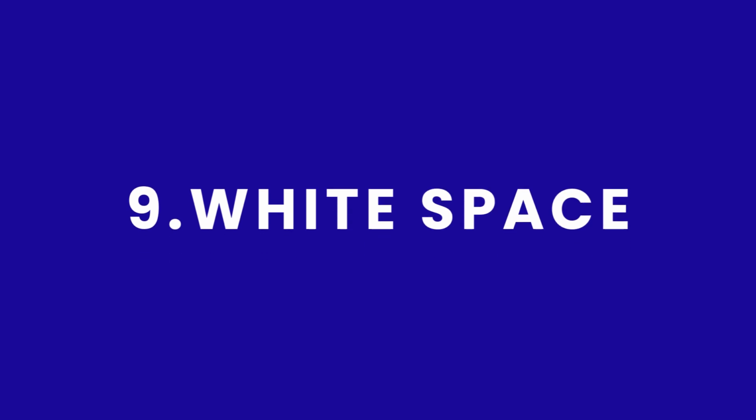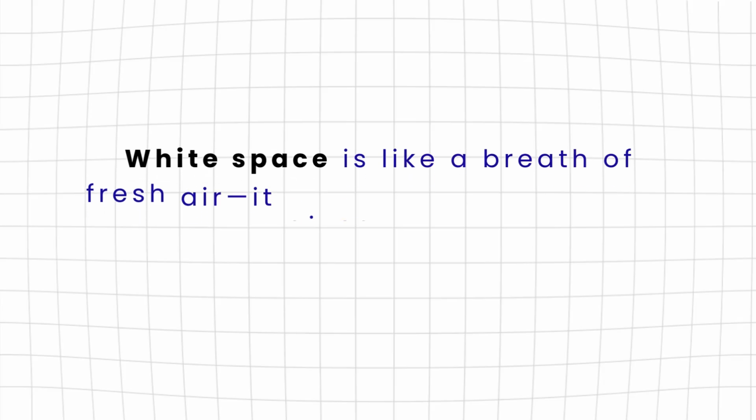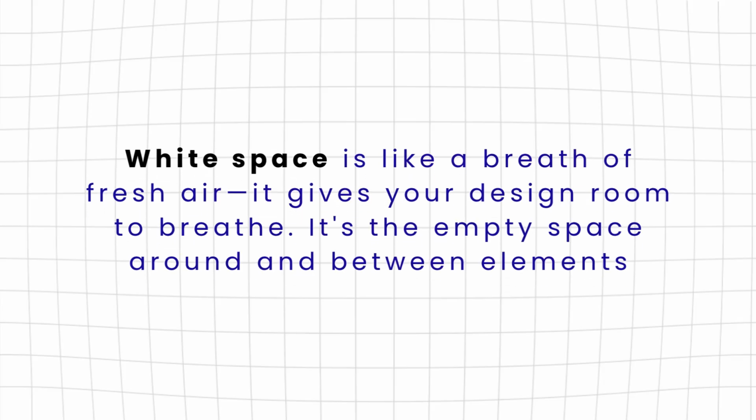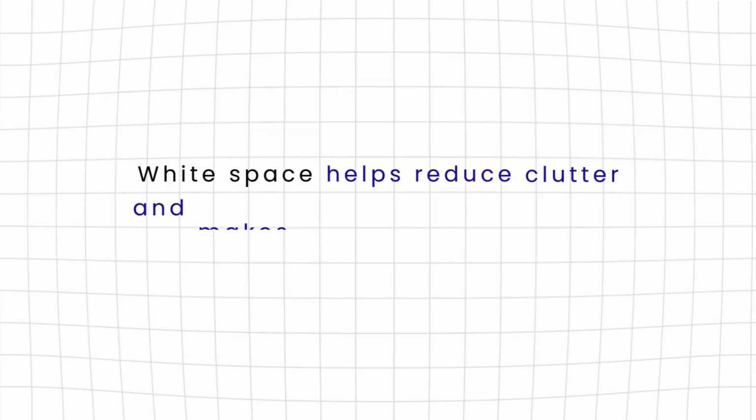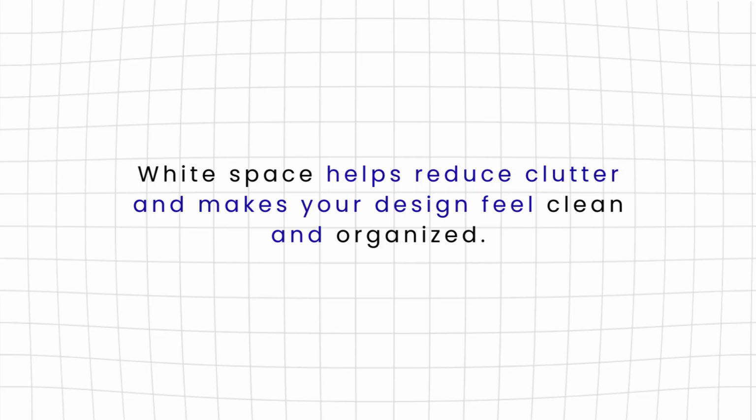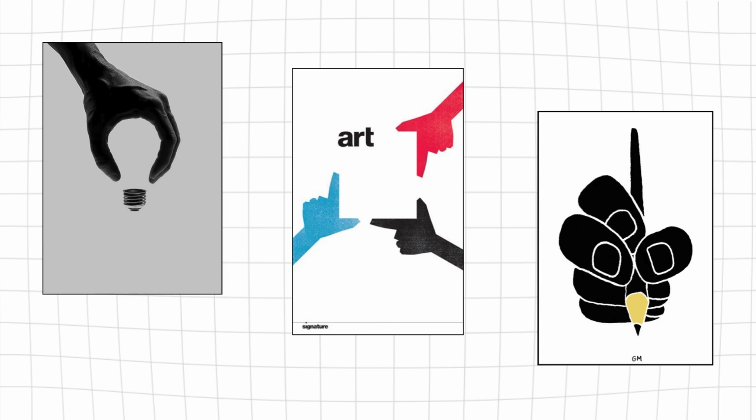The next one is very important, white space. A very important part in every design. White space is like a breath of fresh air. It gives your design room to breathe. It's the empty space around and between the elements, which is very important in every design. It keeps things balanced and gives a clean and neat look. White space helps reduce mess and makes your design feel clean and organized. So it is a very important principle in design.